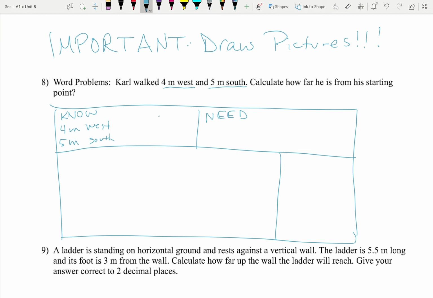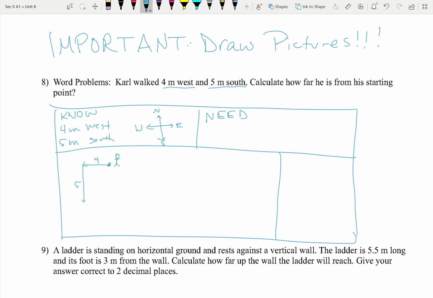Okay, so if I draw myself a little compass, I've got north, south, east, and west. What's the acronym? Never eat soggy wheat. I think that's how I learned it. So let's draw ourselves a picture. Okay, here's Carl. Yay, Carl. Okay, he is going 4 meters west, and then he's going 5 meters south. All right, so that's what we know.